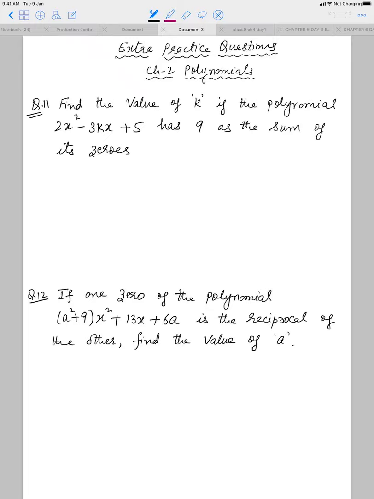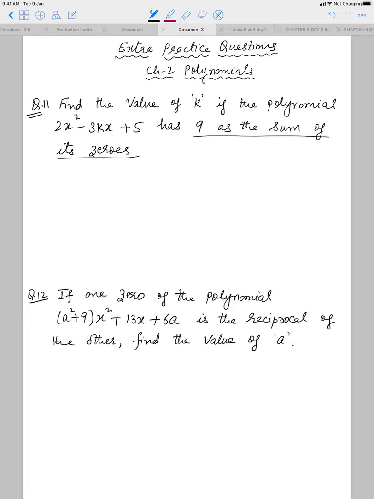Now in this class we will do some extra practice questions on polynomials. Now the question is, find the value of k if the polynomial 2x square minus 3kx plus 5 has 9 as the sum of its zeros. Okay, 9 is given to be the sum of the zeros, but the zeros are not given to us.